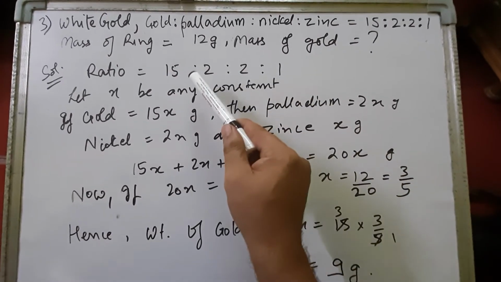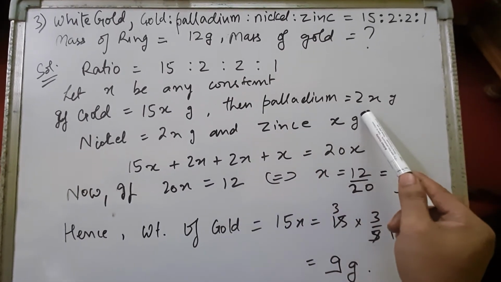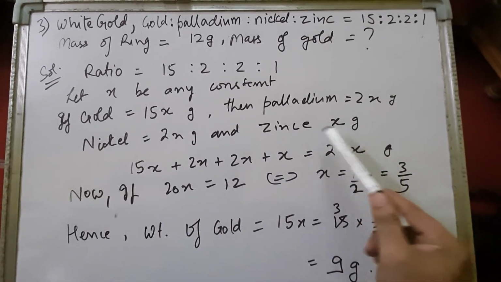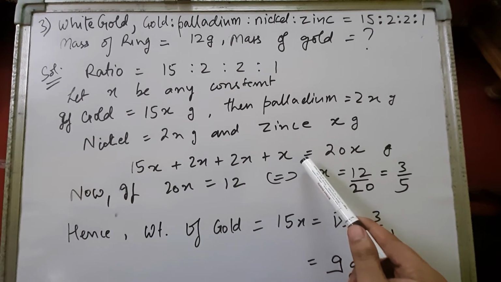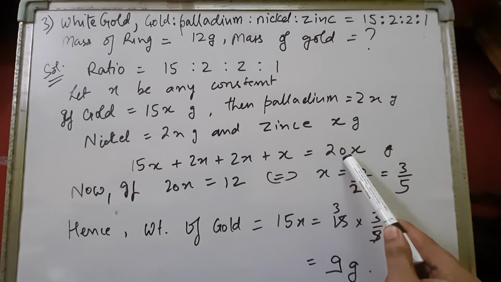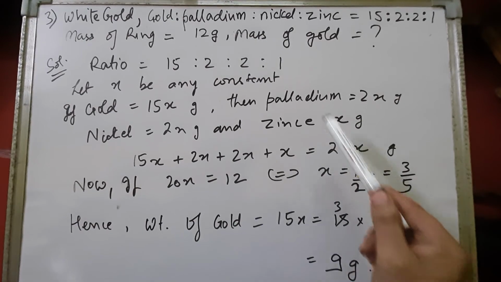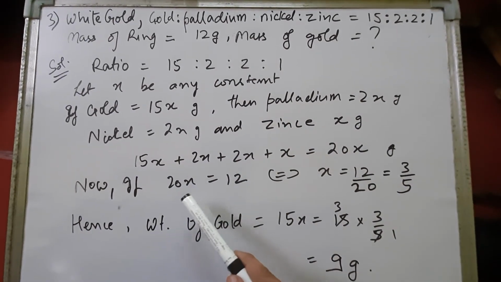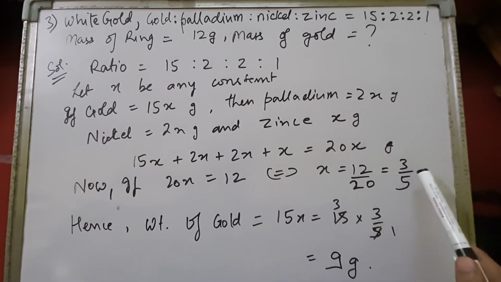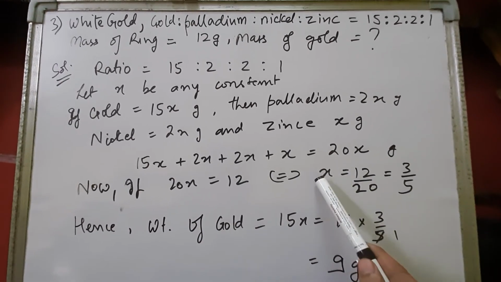So we say that if the gold is 15x grams, then the weight of palladium will be 2x, the weight of nickel will be 2x and the weight of zinc will be x grams. So if we calculate the total weight of the white gold, that will be 15x plus 2x plus 2x plus x. Now the white gold is 20x grams. Right? Now, if we equate this 20x to 12 grams, then 20x equals 12, then the value of x will be 12 upon 20, that is 3 by 5. 4 3s are 12, 4 5s are 20. 3 by 5. Now we got the value of x.